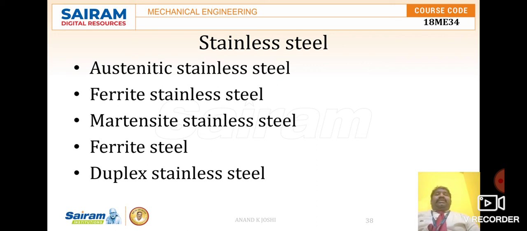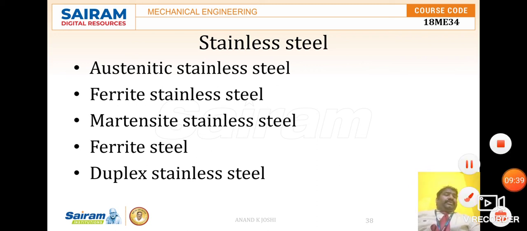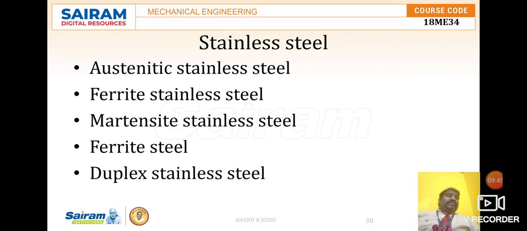Next, precipitation hardening steel also includes molybdenum, chromium, and other materials. So these are all about the different forms of alloying the stainless steel, which help change the properties of the material.